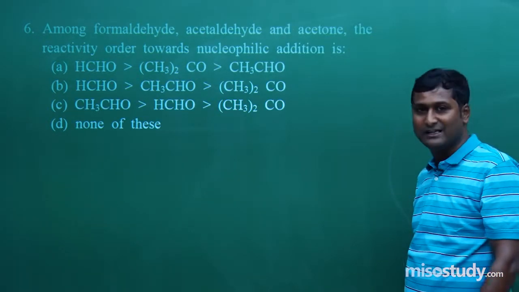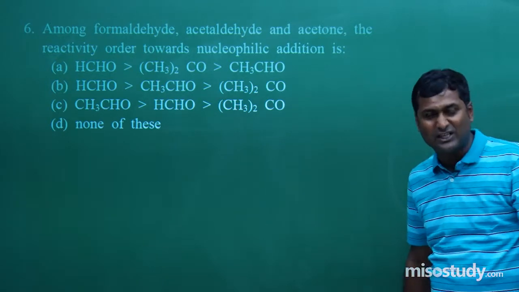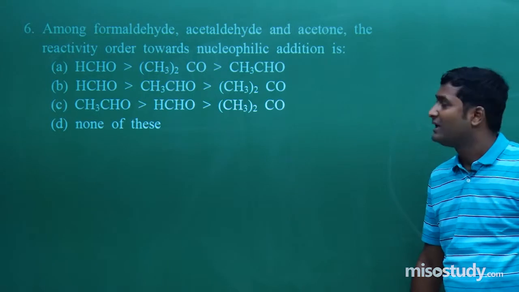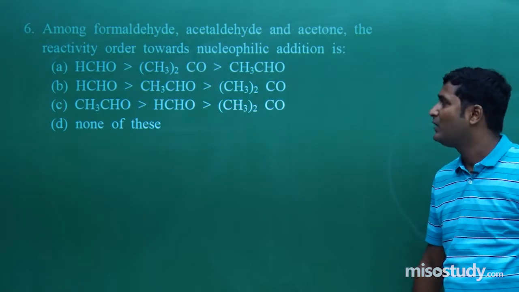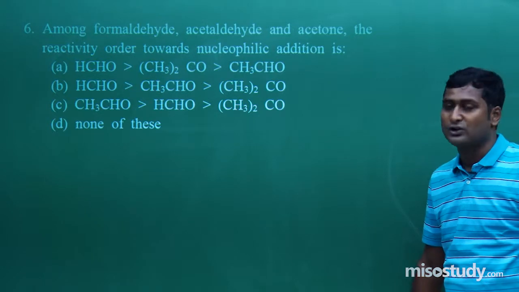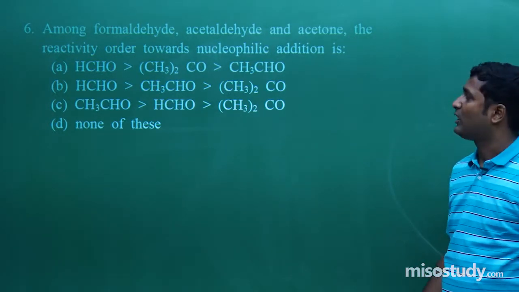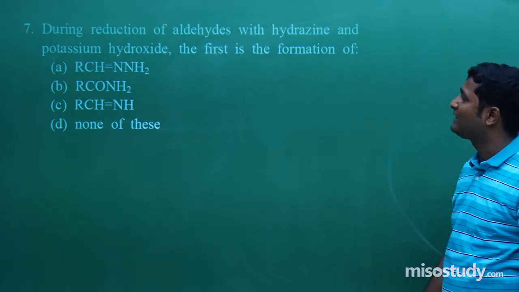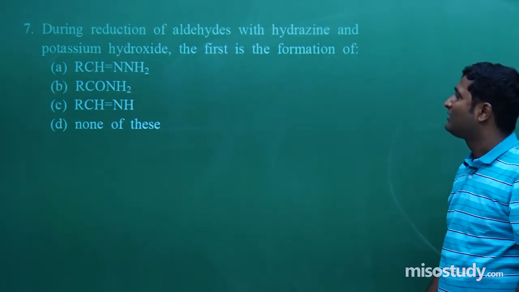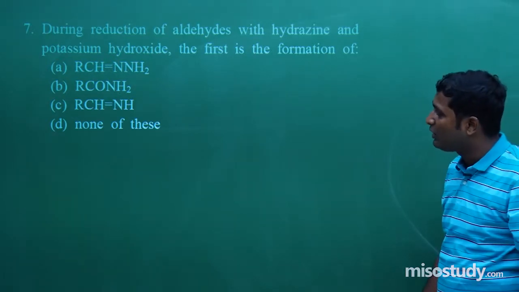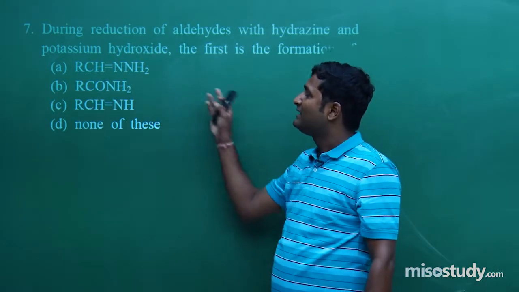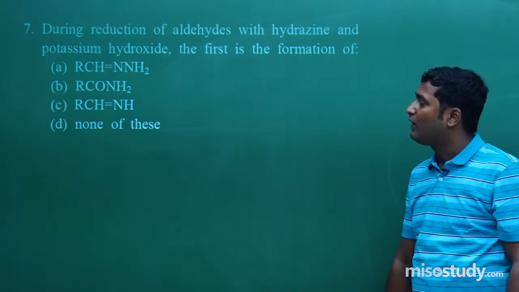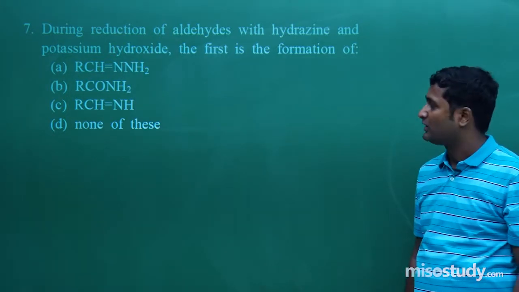Now for question number 6, as I told you, that is the two factors, steric effect and plus I effect. So in this case, the order is HCHO, CH3CHO, CH3 whole twice CO. So for question number 6, B is the correct option. Now let's move to question number 7. During reduction of aldehyde with hydrazine and potassium hydroxide, the first step is the formation of RCH. This is the famous reaction, Wolff-Kishner reduction. Clear to you? So A is the correct option.